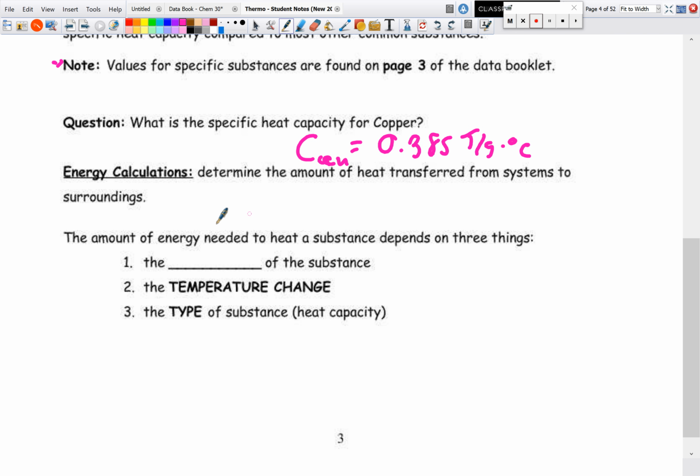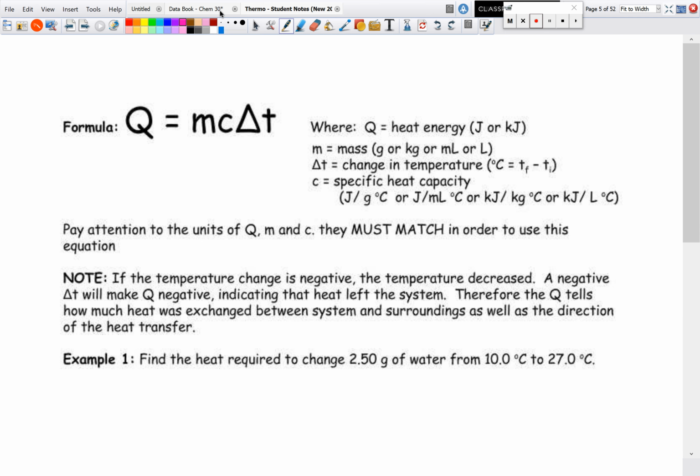Now, let's get into calculations. So for energy calculations, this is just to determine how much heat energy is transferred between system and surroundings. So there's a few things we need to know. First, we need to know the mass of the substance undergoing a temperature change. We also need to know what the temperature change is. And of course, we also need to know the identity or the type of substance so we can get its heat capacity.